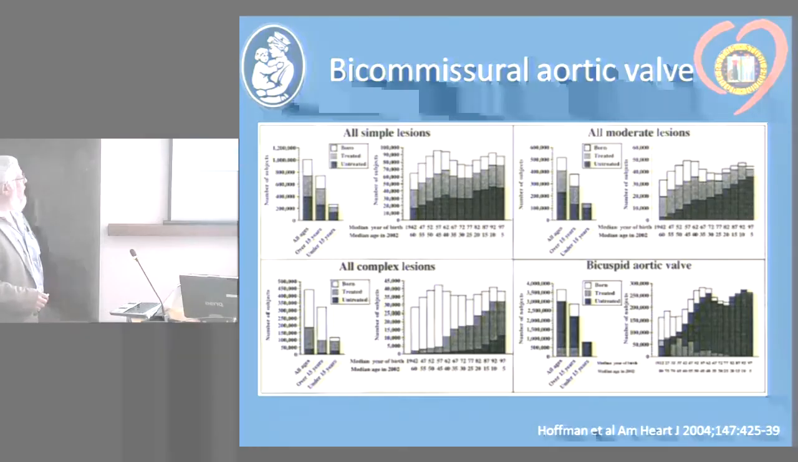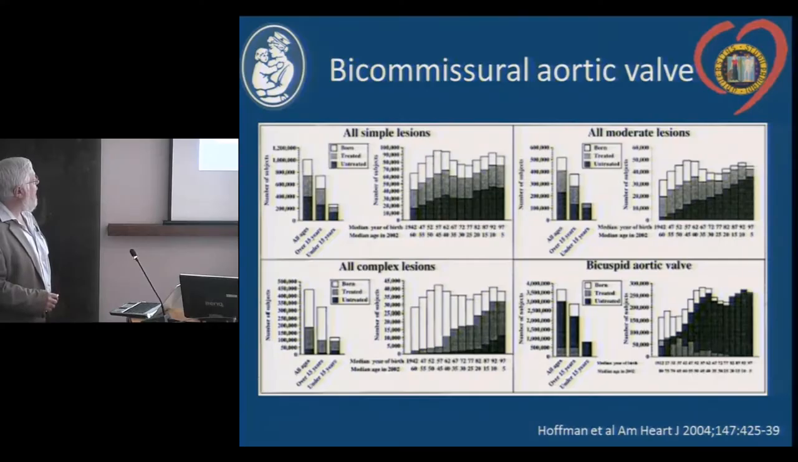And one of the outcomes of this study is, if you sum up, these are simple, moderate, and complex lesions, but excluding bicuspid aortic valve or bicommissural aortic valve. So the total simple lesions here is about 1 million. There were about 300,000 moderate, and about 450,000 complex. So that comes out to a little under 2 million, 1,700,000 or something like that total.